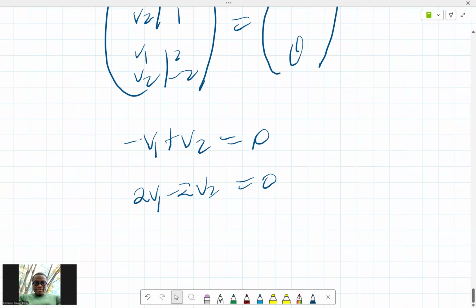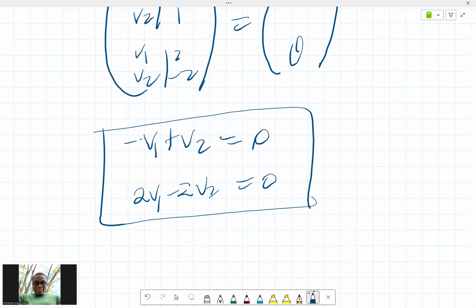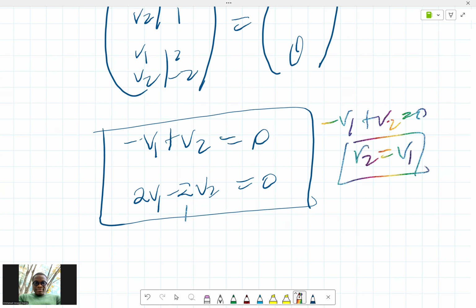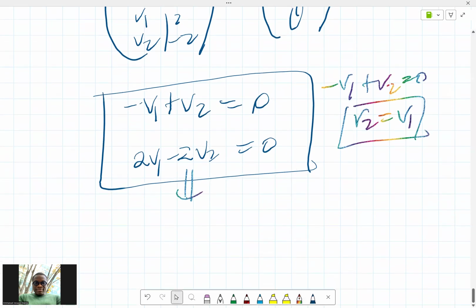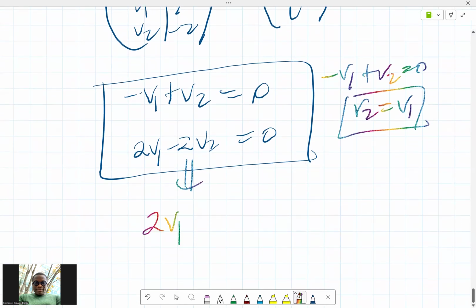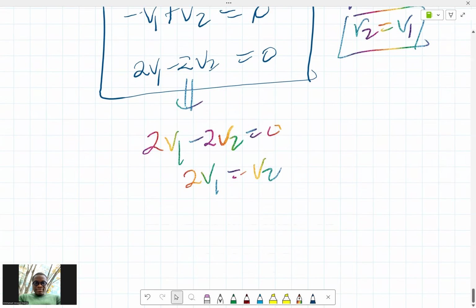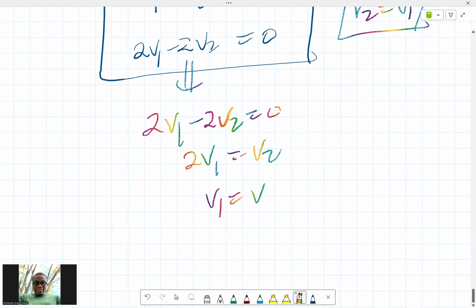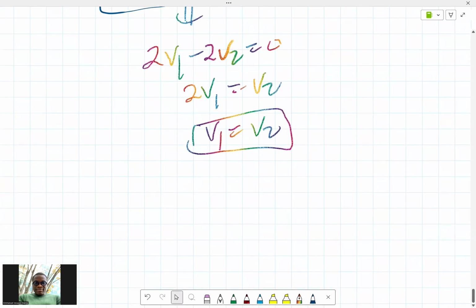So anyone you pick, they're basically the same because you now have minus V1 plus V2 equals 0. That simply means V2 is equal to V1. If you also take this other one, which is not necessary, by the way, just to be sure, you have 2V1 minus 2V2 equals 0. So that means that 2V1 is equal to 2V2, and again, V1 is simply equal to V2. So if that is the case, we have our eigenvector already.